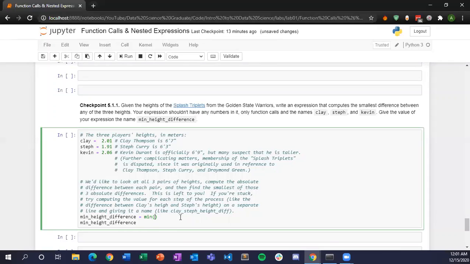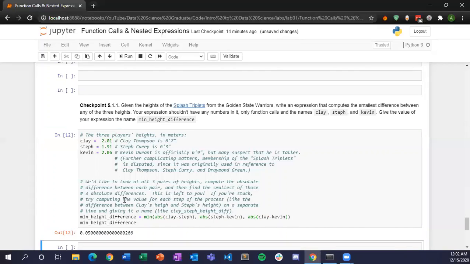Now we can write the differences between the three heights using the absolute function and subtraction. So the absolute value of Clay minus Steph, the absolute value of Steph minus Kevin, and the absolute value of Clay minus Kevin. So we get that the smallest height difference is about 0.05 meters or about 0.16 feet.